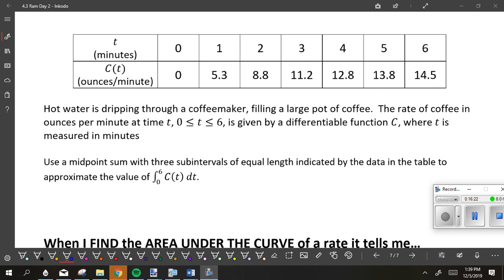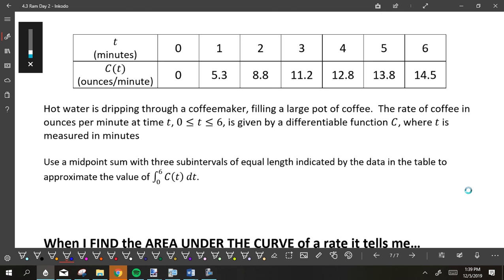Reading on the back side, again, this is from an AP question. Hot water is dripping through a coffee maker to fill a large pot of coffee. The rate of coffee in ounces per minute at time t is given by that differentiable function, where t is measured in minutes. Use a midpoint sum with 3 subintervals of equal length to approximate. So our job is to approximate the coffee from 0 to 6.